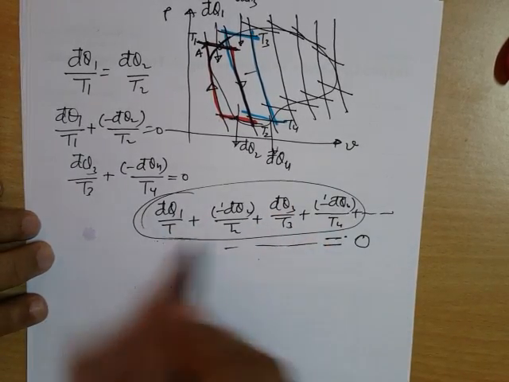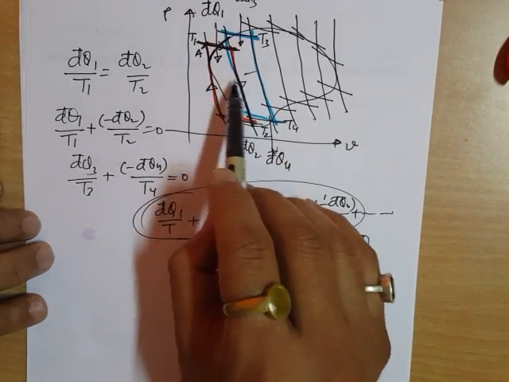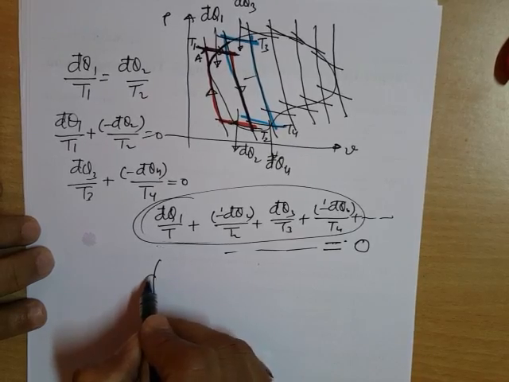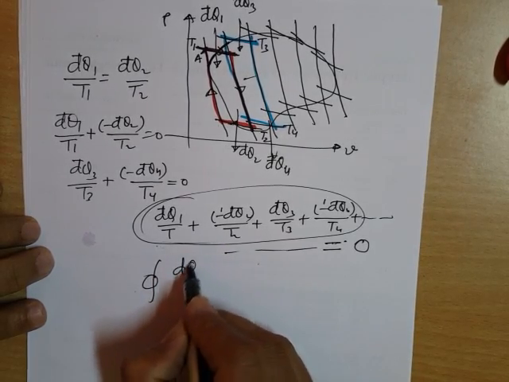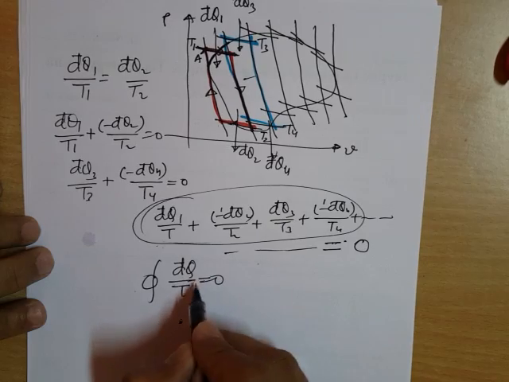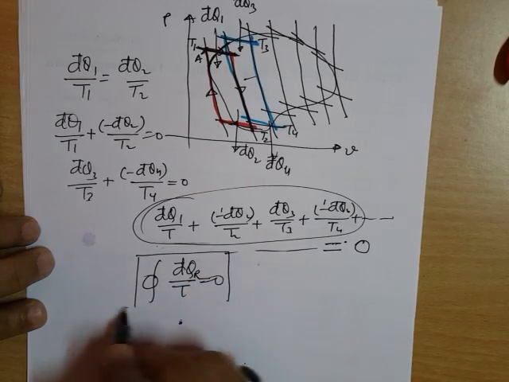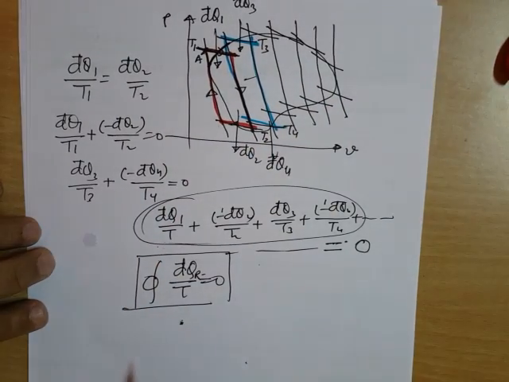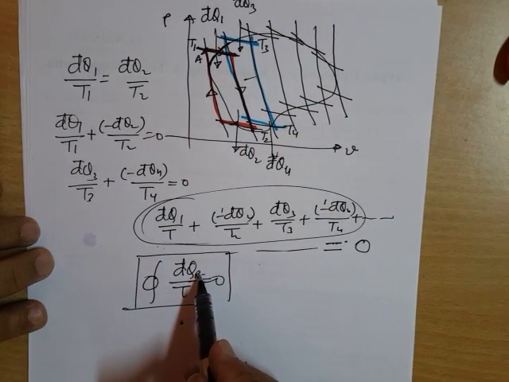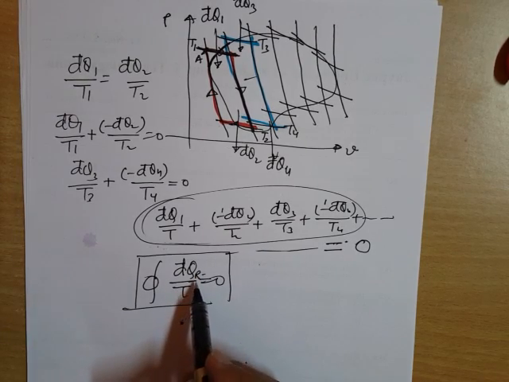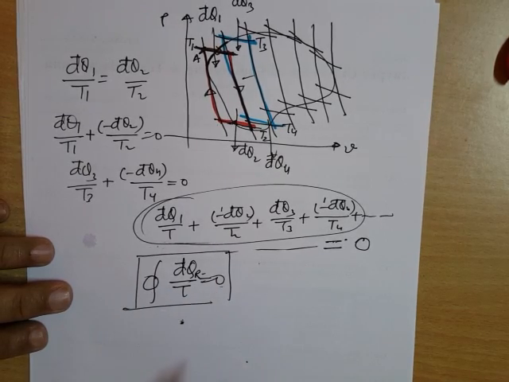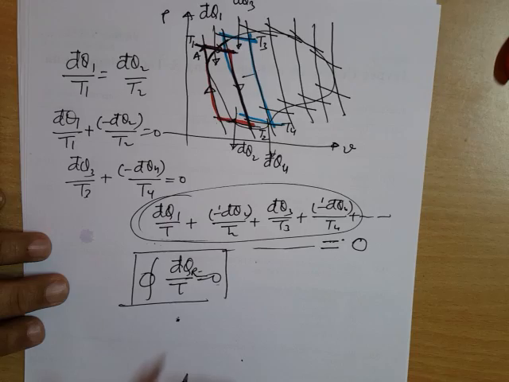So if the number of these cycles is very large, huge, then you can say that the cyclic integral of dq by T is equal to 0, and this is for reversible. Why reversible? Because this original path is reversible. So the heat transfer in a reversible path or cycle divided by the temperature at which this heat is getting transferred, in a cycle, will be 0. This is called Clausius theorem.